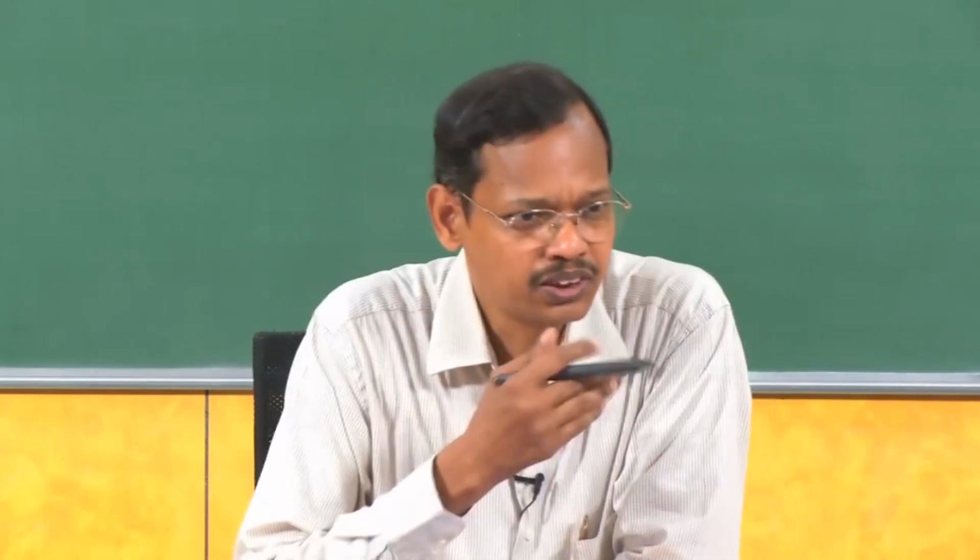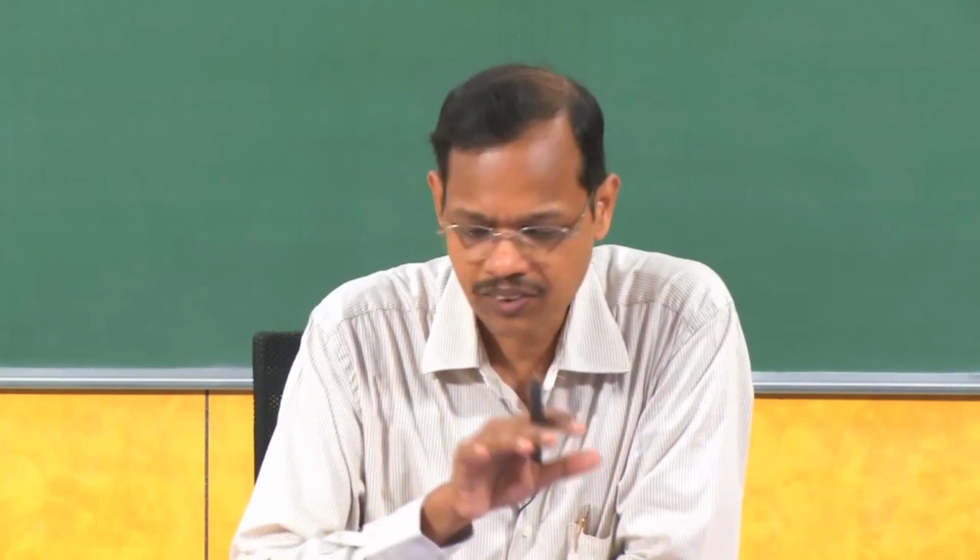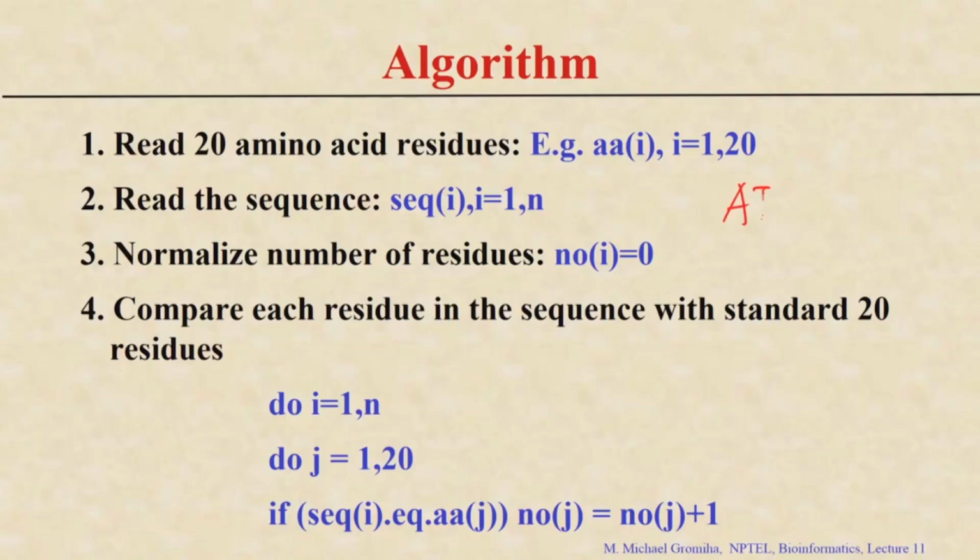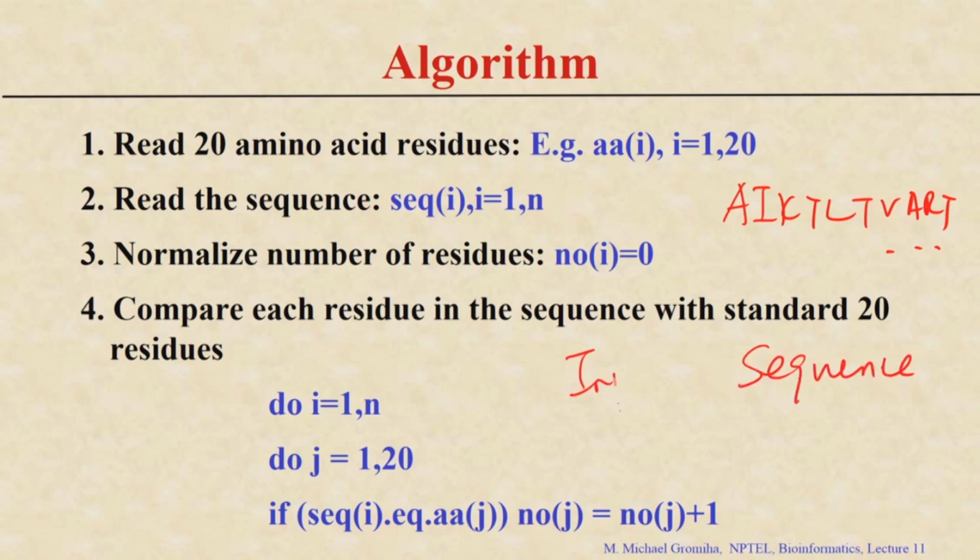Then how do we write a program to calculate the composition if I give any sequence? For example, I have a sequence like this, and I want to calculate the composition. What inputs do we require? The sequence. Then what else do we need? A list of amino acids. How many amino acids? 20.